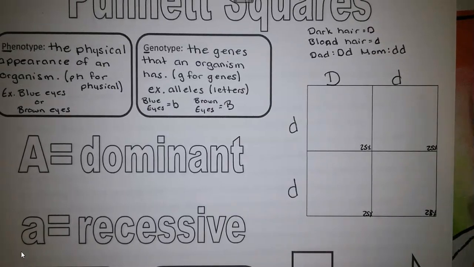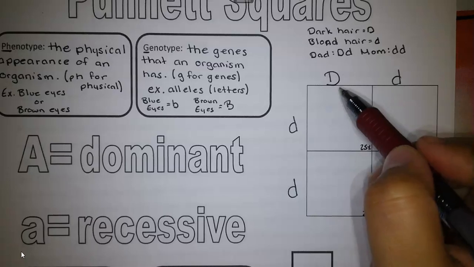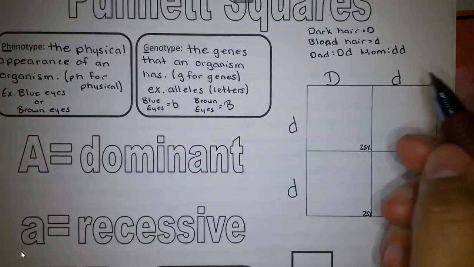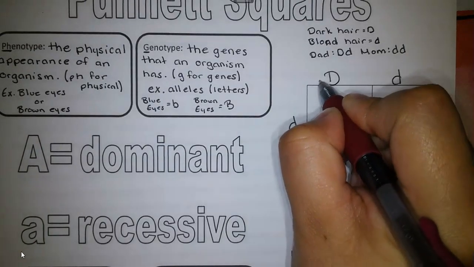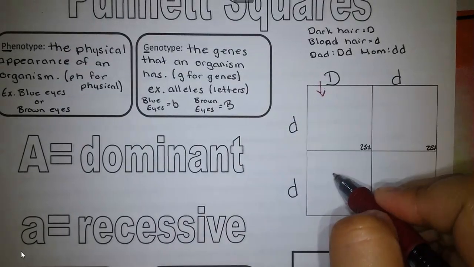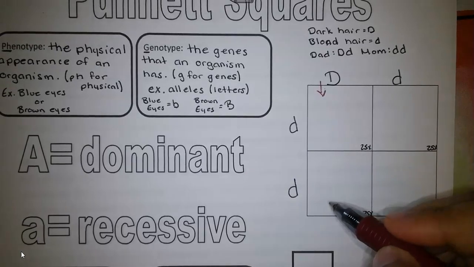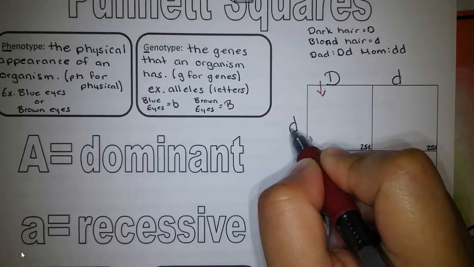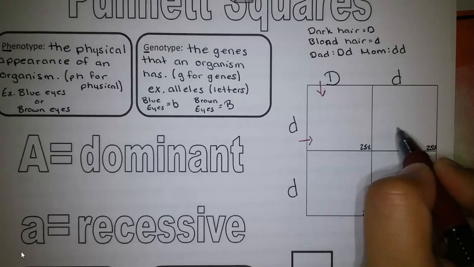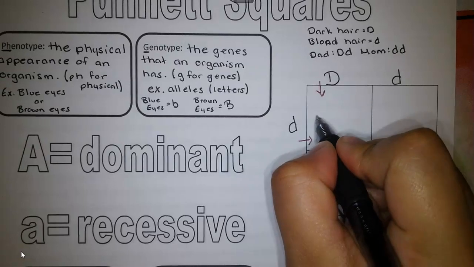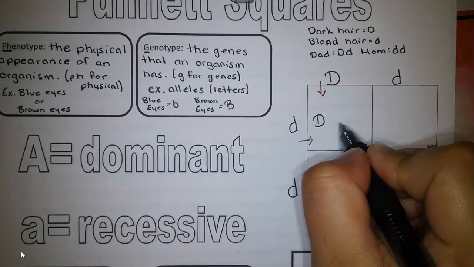Now, in order to complete this Punnett square, what you have to do is you're basically going to pair these letters up like this. So wherever they meet, that's what you're going to pair up. So this capital D is going to go down here. And it's also going to go all the way over here, right? Because it's going to pair up with this one right here. And then this D is going to move this way, and it's also going to pair up with this other D. So that would look like this. So capital D, lowercase d.